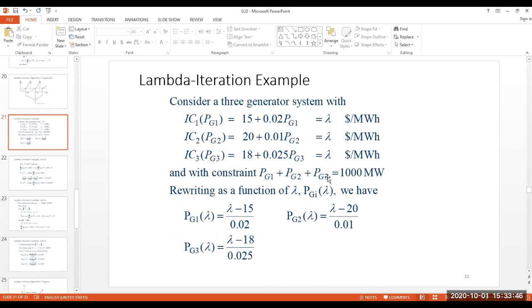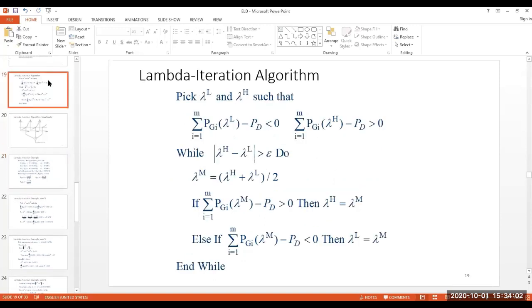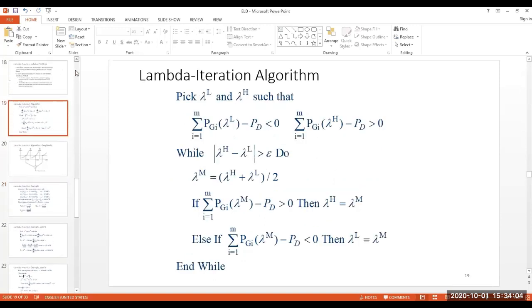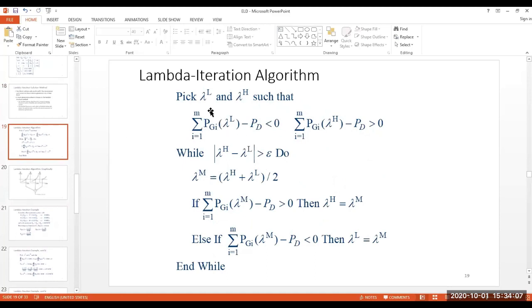And the constraint is given in terms of P demand. Your 3 generating units should sum up and give you exactly the 1000 megawatt required. While we were talking about this algorithm, we expressed the PG in terms of lambda, right? To be able to use this algorithm, we have to somehow relate PGs and lambdas, because PGs are a function of lambda.